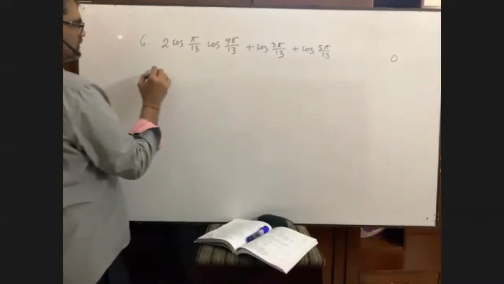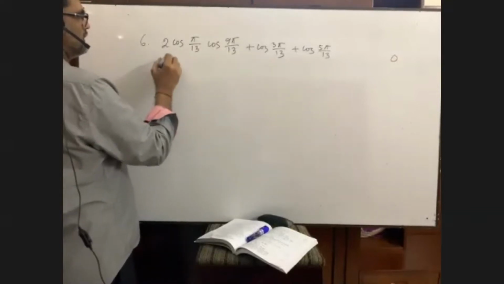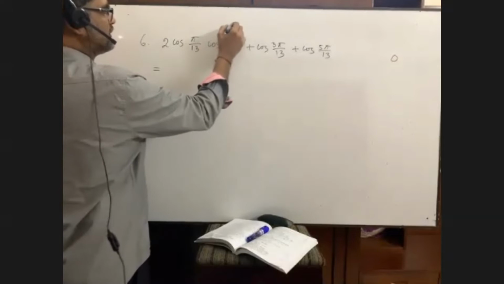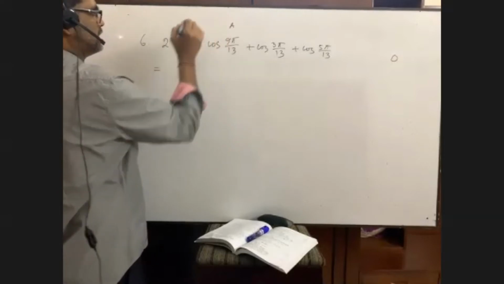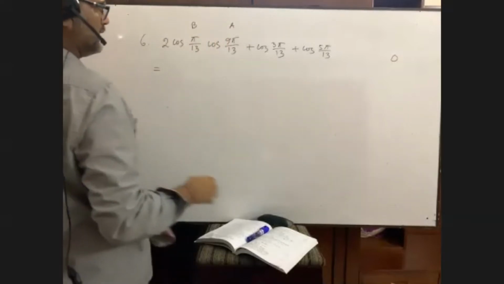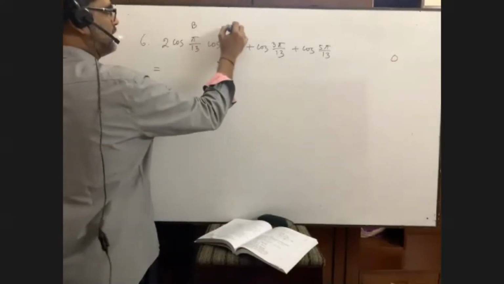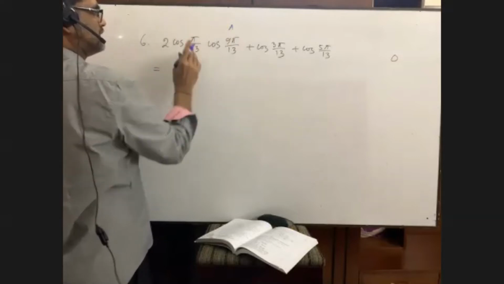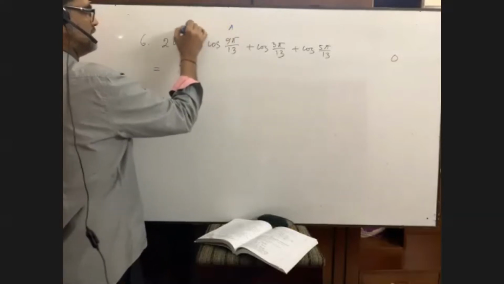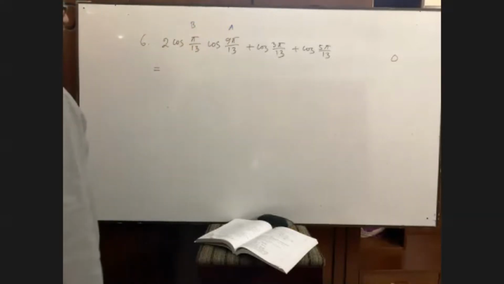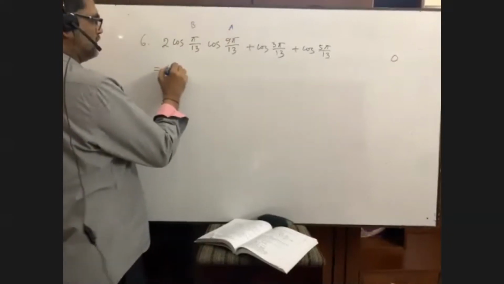2 cos A cos B, what is the formula? 2 cos A cos B is cos of A plus B plus cos of A minus B. You see which one I have considered as A: this is A, as it is larger than this, and this is B. What is the formula? Cos of A plus B.